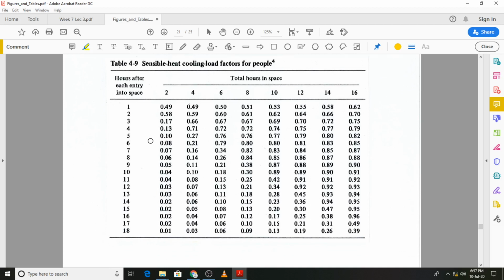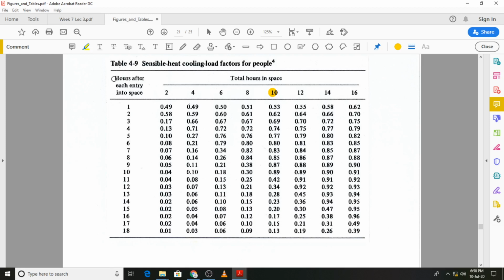We have to be a bit more careful in reading the values of cooling load factor from this table. Of course, first, horizontally, you can see there are a number of columns for total hours in space, and we know that the people enter at 0800 hours and they leave at 1800, so they stay in the conditioned space for 10 hours. So that means this is the column that we will need to use, and against that we also have the first column which is hours after each entry into space.